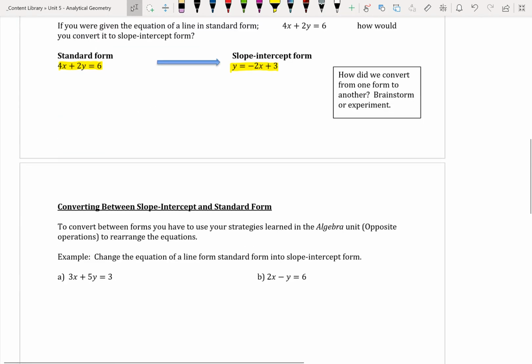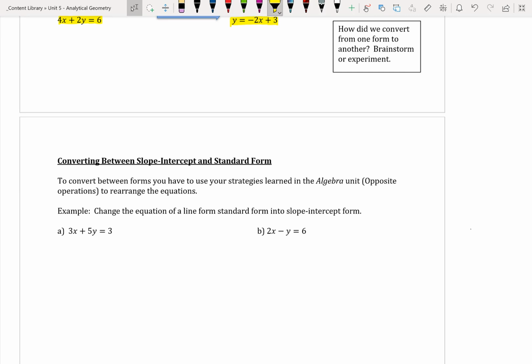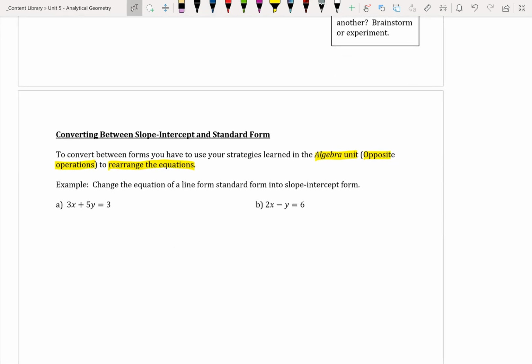To convert between forms, we need to use the strategies that we learned in our algebra unit, basically opposite operations, trying to cancel things out, or rearrange equations. So in example A, we want to change this equation to slope-intercept form so that we can find some important information. We want to get this equation, 3x plus 5y equals 3, into something that looks like y equals mx plus b.